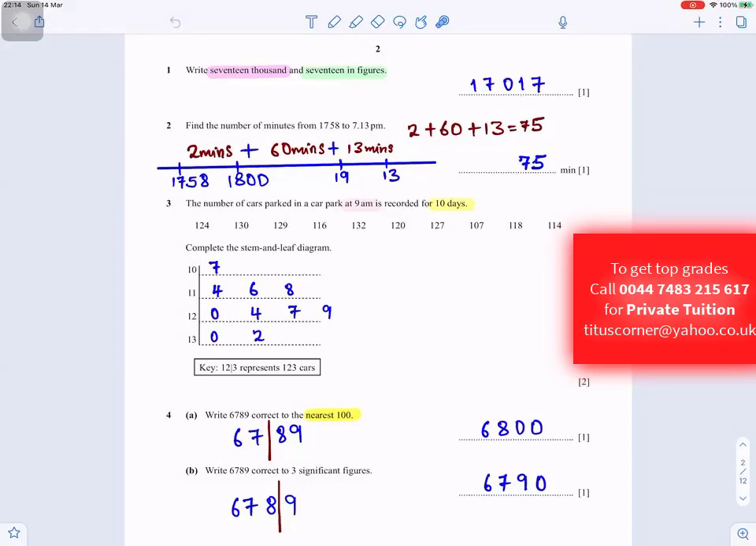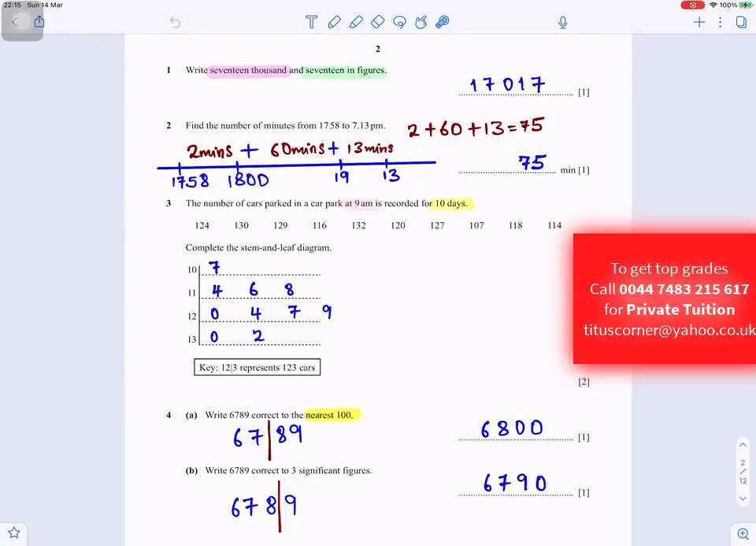Question number 2, find the number of minutes from 1758 to 7:13 p.m. So 1758, you put it on the number line. 2 more minutes, you get to 1800. 60 minutes more, or 1 hour, you get to 1900. And 13 minutes, you get to 1913. So you add all together those minutes. 2 minutes plus 60 minutes plus 13 minutes gives you 75 minutes.